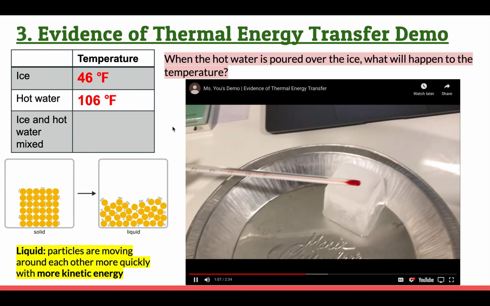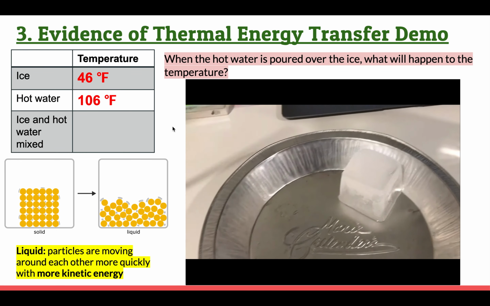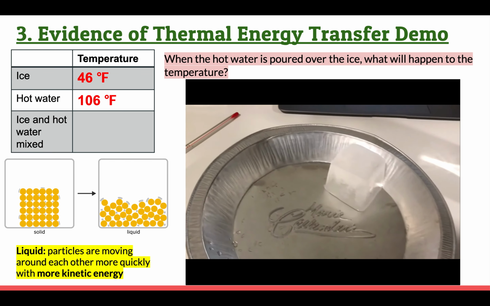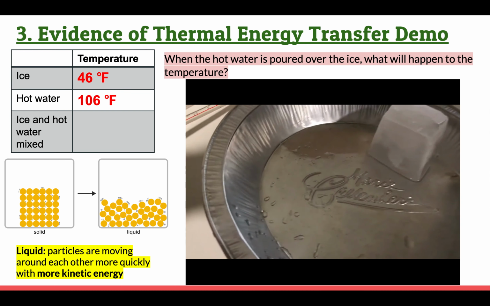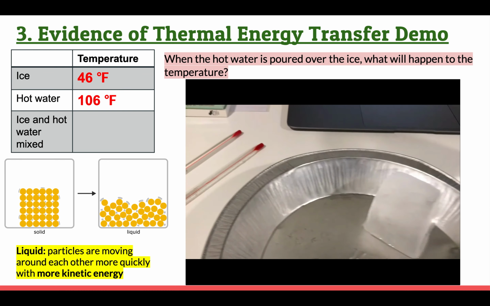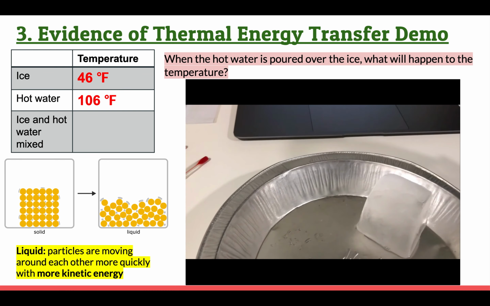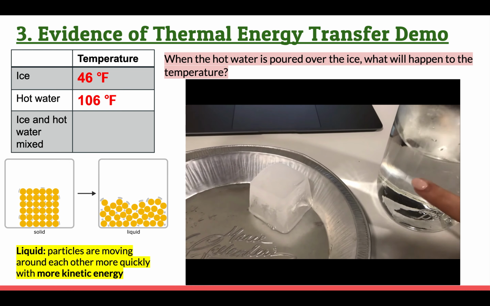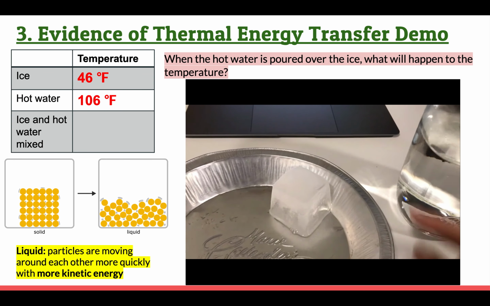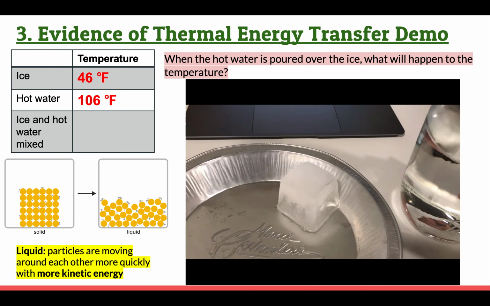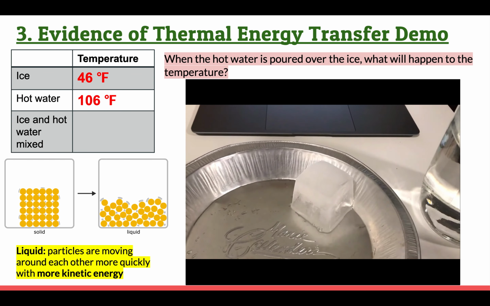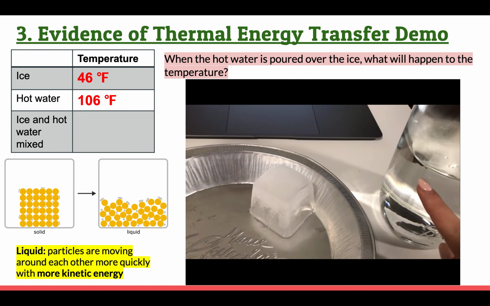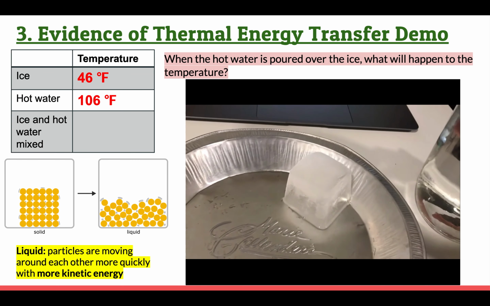All right, so right now I'm going to put some of the hot water on top of the ice cube, and we're going to see what happens. You might already guess. Remember, thermal energy always moves. It always transfers from hotter to colder objects. So I'm going to pour some of the hot water on the ice cube, which means thermal energy from the hot water should transfer and move to our ice cube.